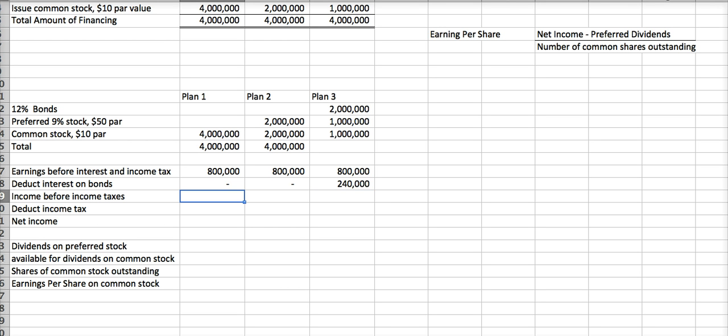All right, at this point we're going to calculate income before income taxes. This number right here is just earnings minus the interest on bonds. So for this one, it's 800,000 minus 0, so it's 800,000. Same thing for this one.